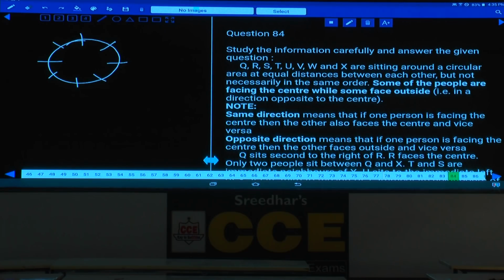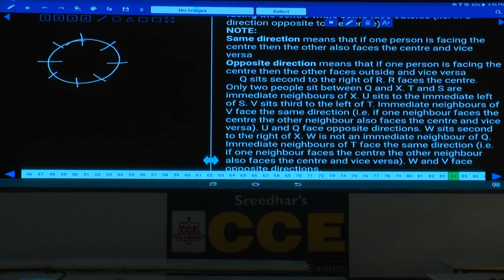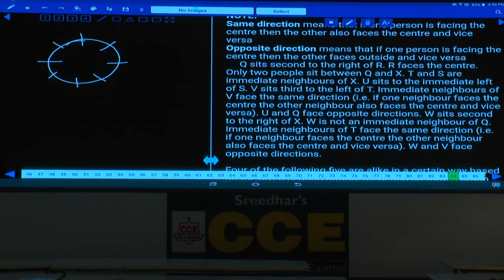Some of them are facing the center and some of the people are outside. Some inward and some outward. And next one. Opposite directions mean that if one person is facing the center, other person is away. Q sits second to the right of R, R faces the center. As R is facing the center, now I am fixing R at this place.